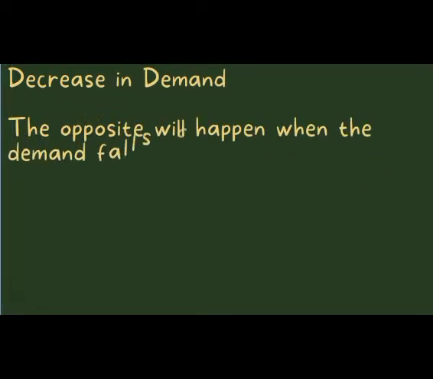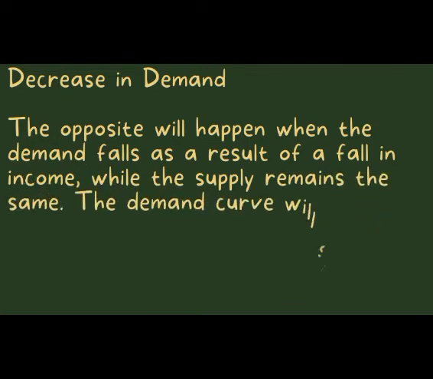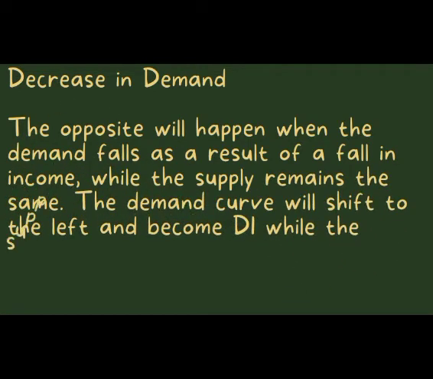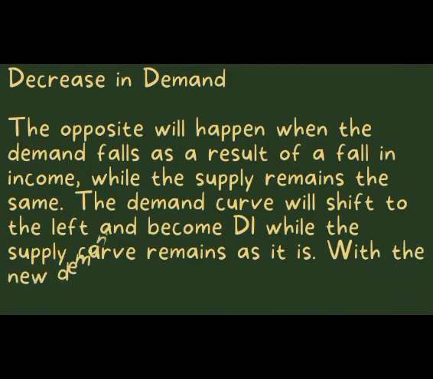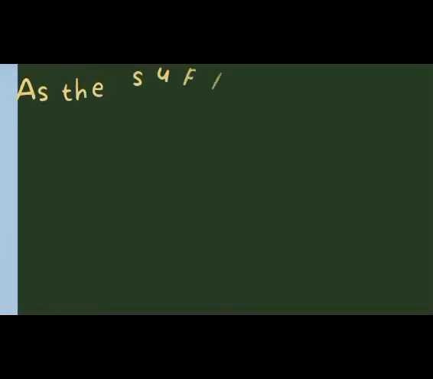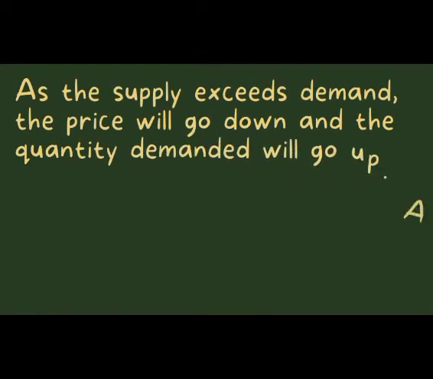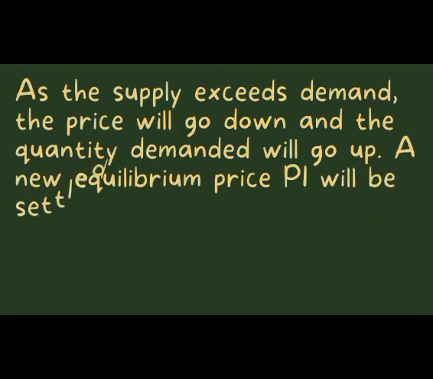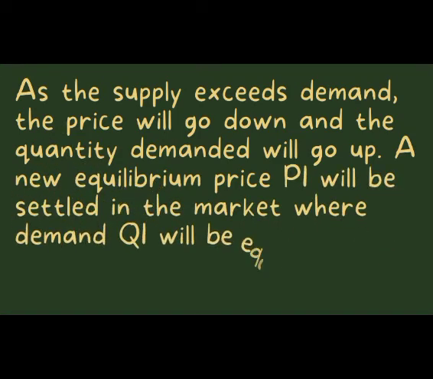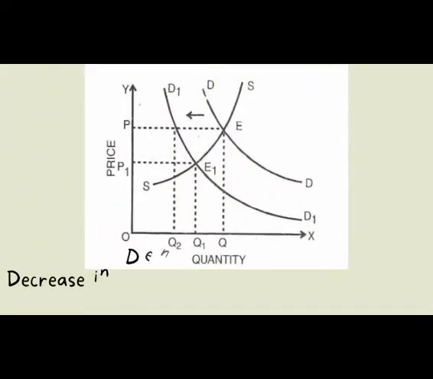Decrease in demand. The opposite will happen when the demand falls as a result of a fall in income while the supply remains the same. The demand curve will shift to the left and become D1 while the supply curve remains as it is. Now, as the supply exceeds demand, the price will go down and the quantity demanded will go up. A new equilibrium price P1 will be settled in the market.